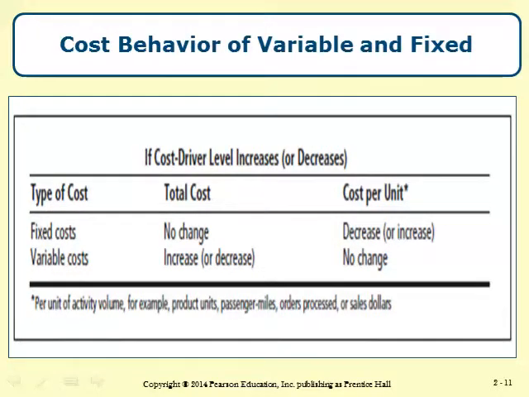Total variable costs increase as the cost driver increases, but variable costs per unit remain constant. Total fixed costs remain constant as cost driver activity increases, but fixed costs per unit decrease.